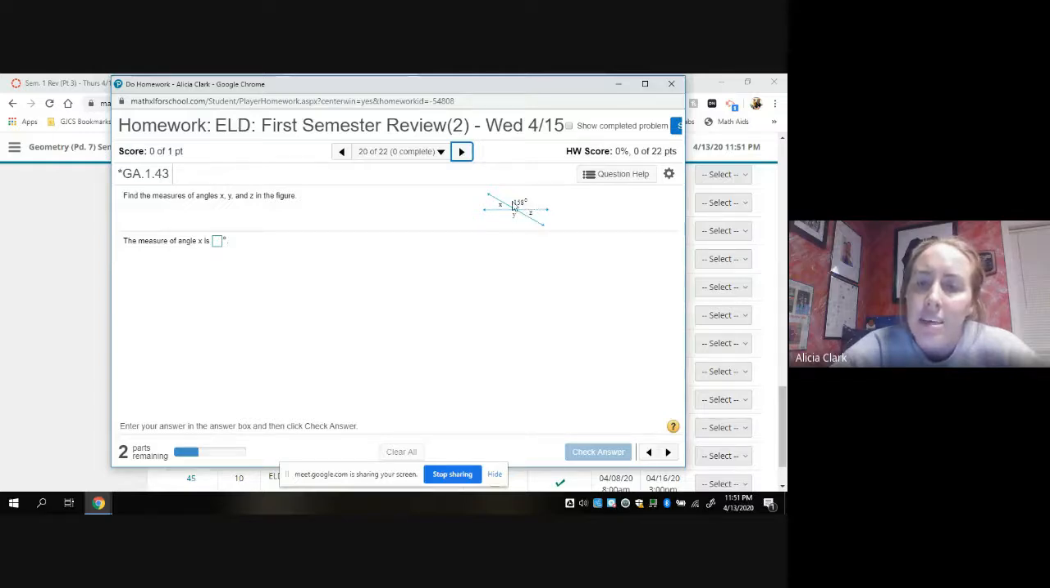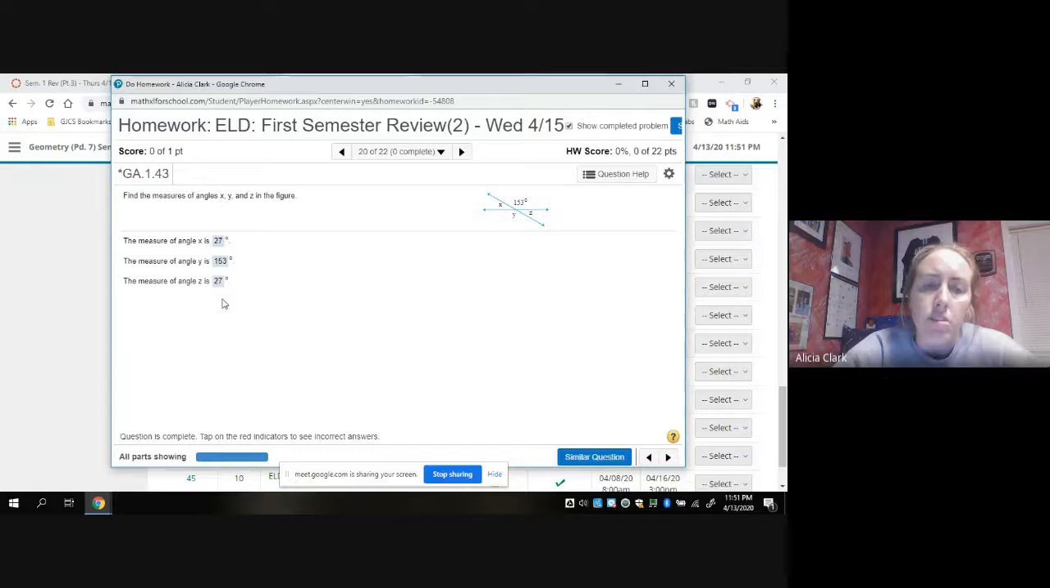As far as X and Z go, those are going to be the same measurement because they're also vertical, but you have to find one of them first. So those lie on the same straight line. That's 180 degrees right there. So 180 minus 158 will tell me what X is. And again, it's going to ask you all 3 of those angles. So that's what that would look like. X and Z, again, are the same thing.